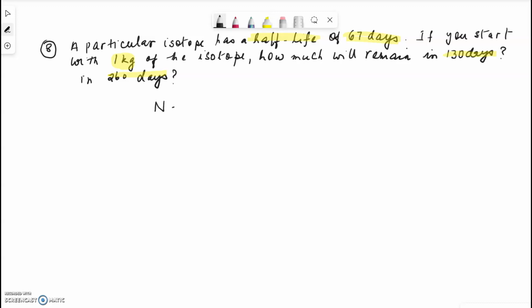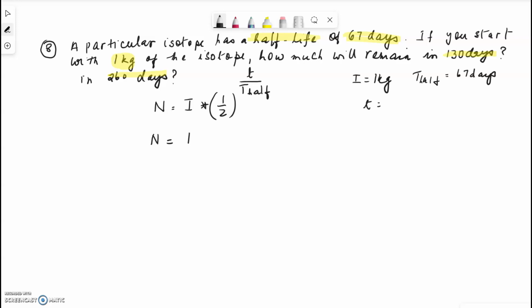The new value is equal to the initial value times its decay, so it's half to the time that has gone by divided by the half-life of that isotope. So we want to know the final amount that is left. We start with 1 kilogram, that's the initial amount. We have a T half of 67 days, and T is equal to how many days have gone by.